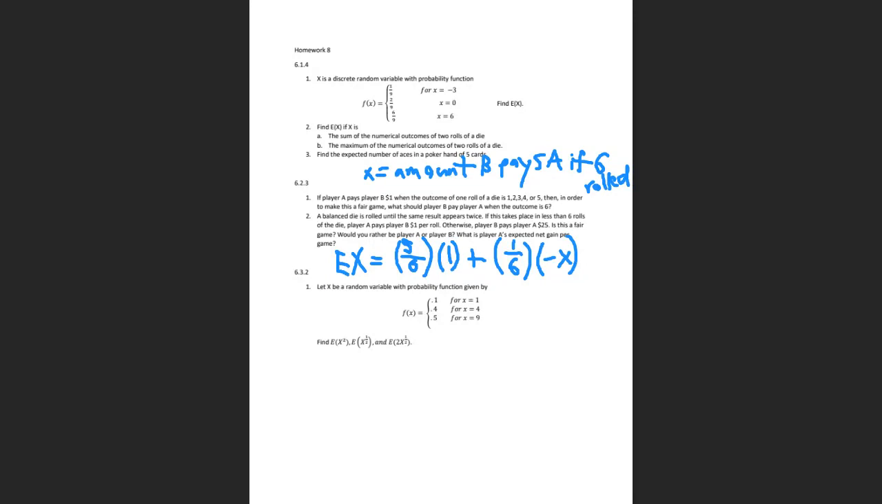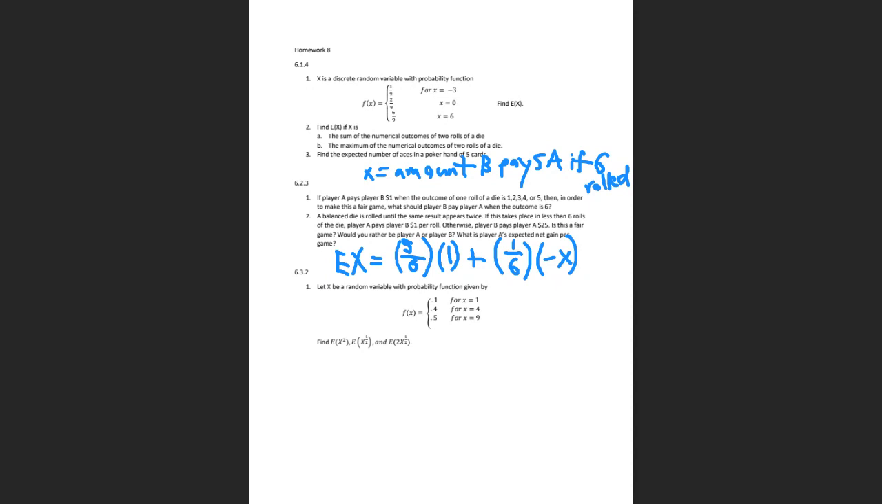Right. So E of x is from the perspective of player A, how much player A is giving player B. When a 1, 2, 3, 4, or 5 is rolled, A gives B a dollar. That's what the one is in the first product. When a 6 is rolled, B is giving A a dollar, which in a sense is A giving B negative a dollar, the opposite. So instead of saying B gives A X dollars, you could say A gives B negative X dollars. That make sense? Yeah. It's the opposite perspective.